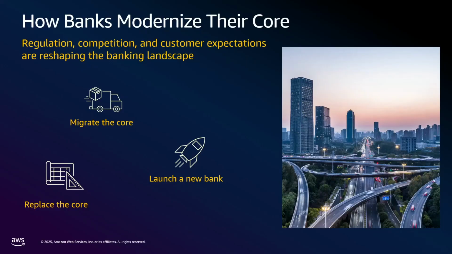So these banks have started to decompose their core and then replace parts of the core with new components. For instance, you have a customer relationship management in the core, and you're now purchasing a SaaS solution, move the customer relationship management functions into the SaaS solution, and then compose the banking solution with that.